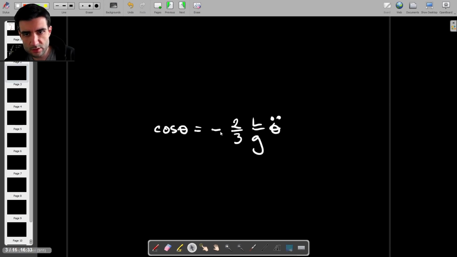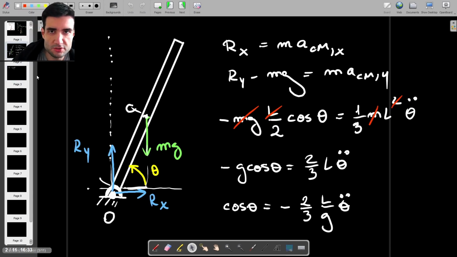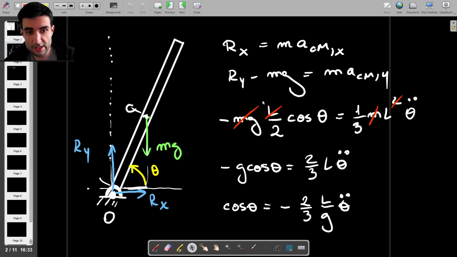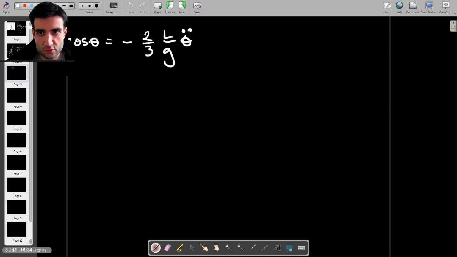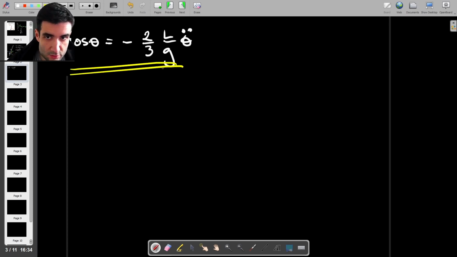So it turns out that the rotation and the translation equations of motion are uncoupled, which means we can use only the equation of motion for rotation to solve for theta, basically. Theta is a function of time, if we want. So what I'll do here is treat this as a differential equation, right? This is just an equation which has theta and theta double dot, which is the second derivative of that.